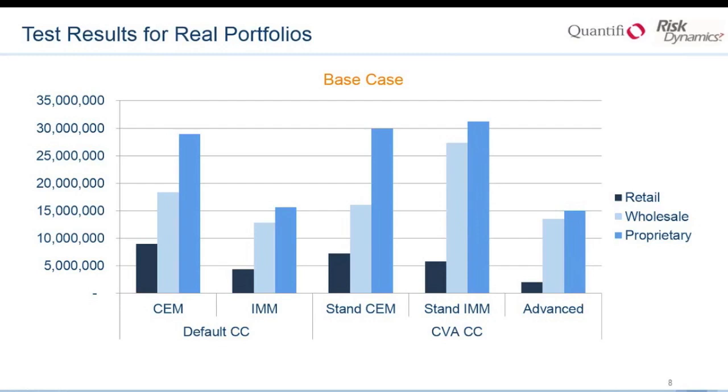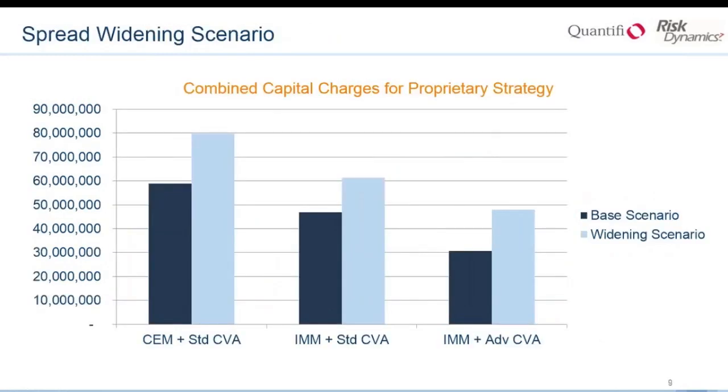To see how total CCR capital charges perform during credit deterioration, we ran a widening scenario when credit spread doubles and when simultaneously all counterparties are downgraded 1 notch. For simplicity on this slide, we only graph proprietary strategies, and we graph a combined CM, Basel II and Basel III. So this is total capital charges coming from counterparty risk. And immediately one can see that the increase for IMM and advanced CVA is, in relative terms, bigger than for the two other methods. This increase is 56% versus 31 and 35 for the two others.